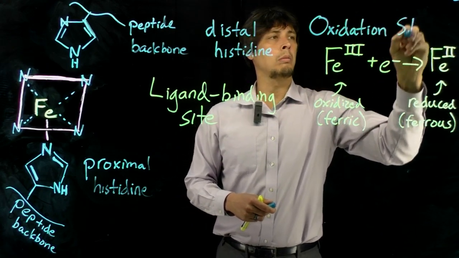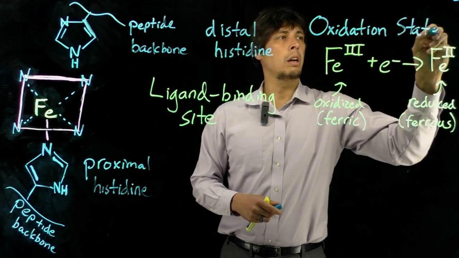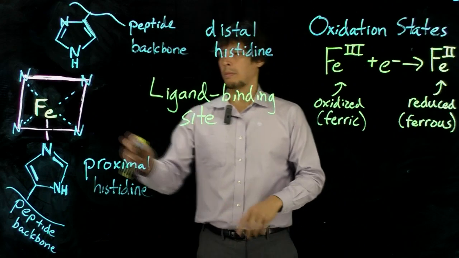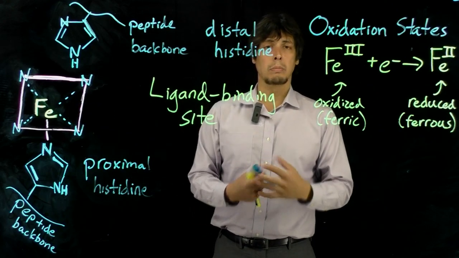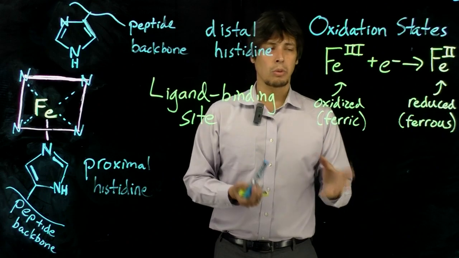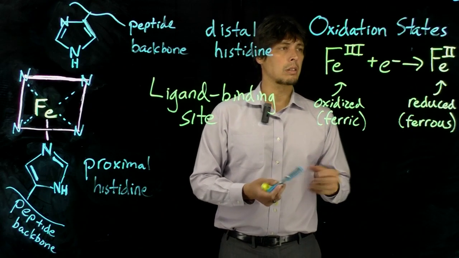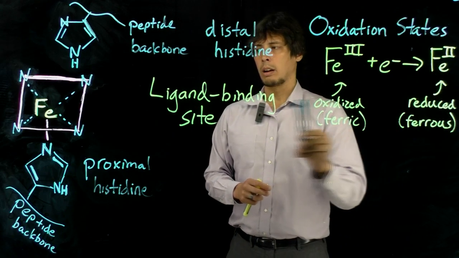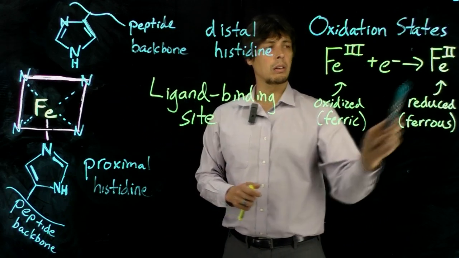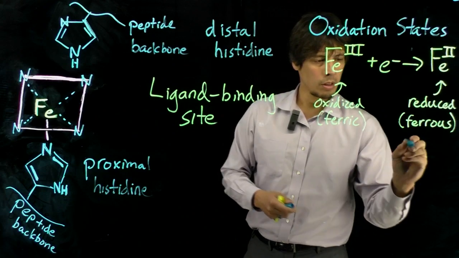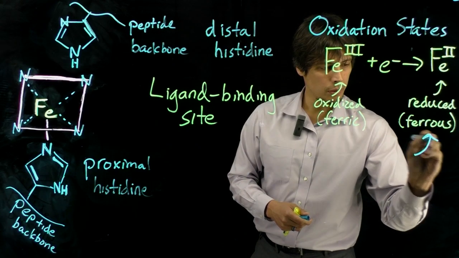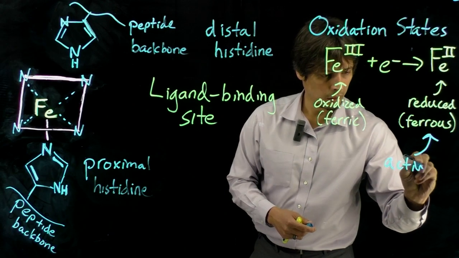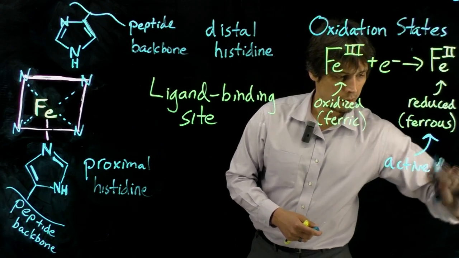This is important because in the binding of oxygen, in order for the heme to function, to bind to oxygen, it has to be in the correct oxidation state. The correct oxidation state for hemoglobin to bind is iron 2, so they're reduced. This is the active oxidation state.